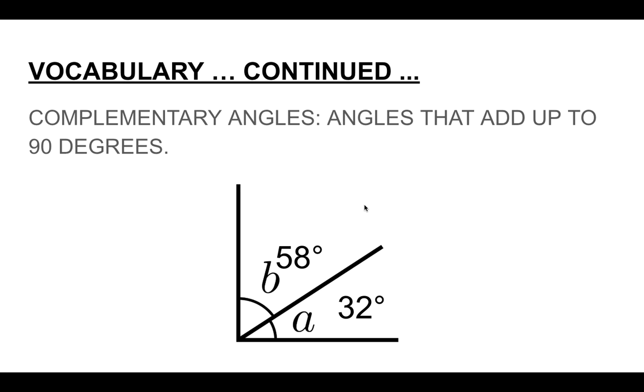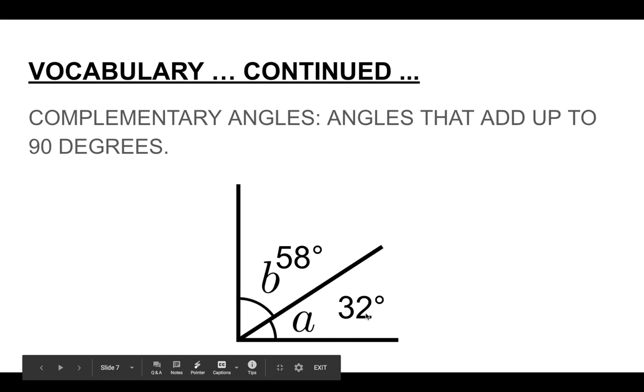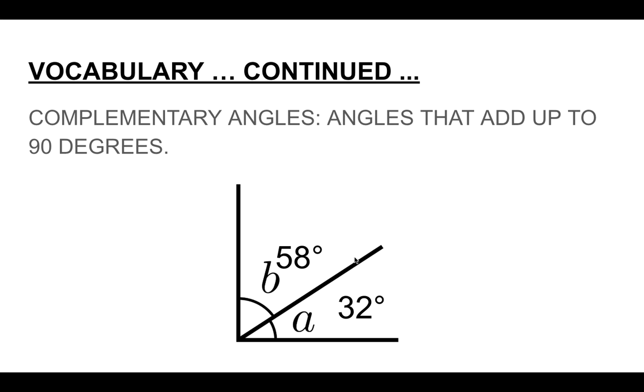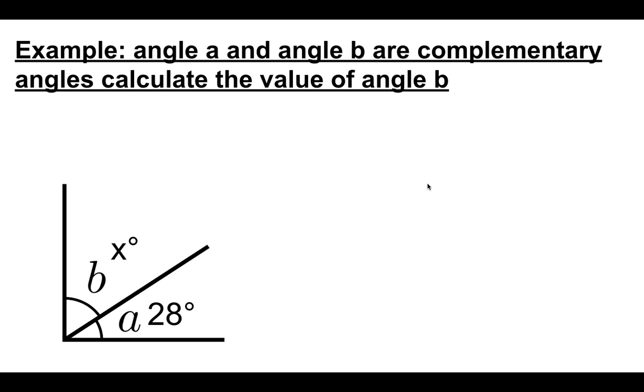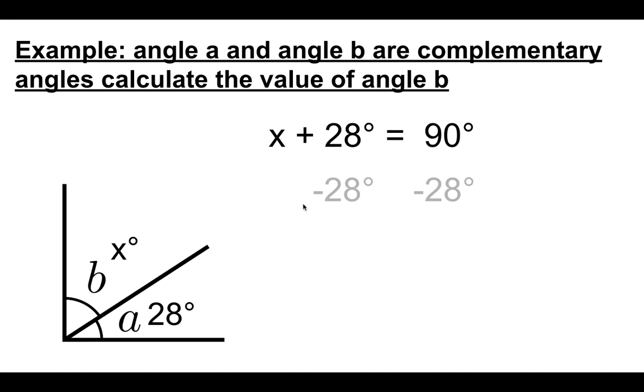The next vocab term is complementary angles. These are angles that add up to 90 degrees. So notice here in my example, angle A is valued at 32 degrees, angle B is valued at 58 degrees, and if we take the sum of these two angles, we get 90 degrees. Okay, so in this example, A and B are complementary angles, and we want to calculate the value of angle B. So again, I'm going to set it up. I know x plus 28 should give me 90 degrees. I'm going to subtract 28 from both sides, and that means that my angle B has to equal 62 degrees.